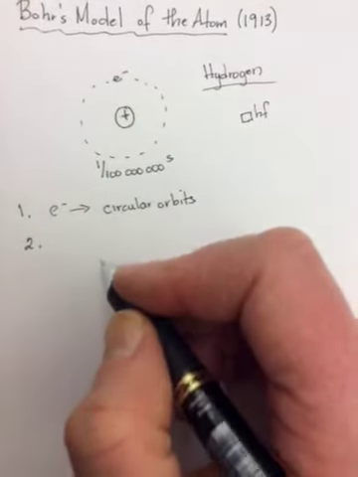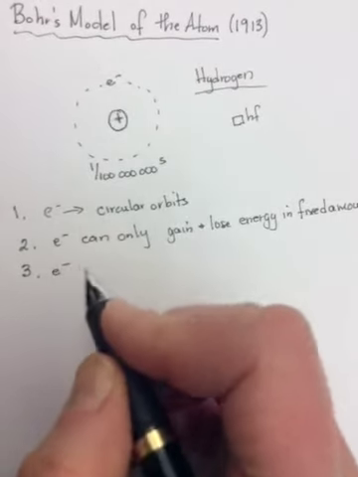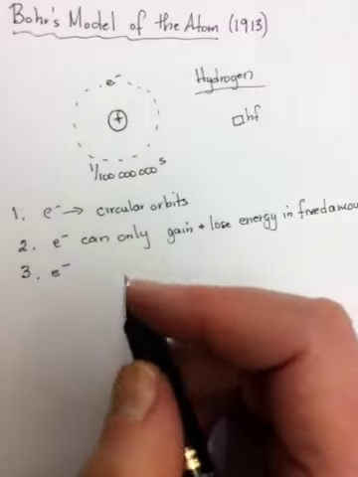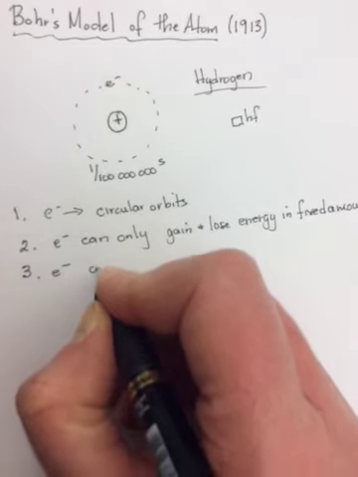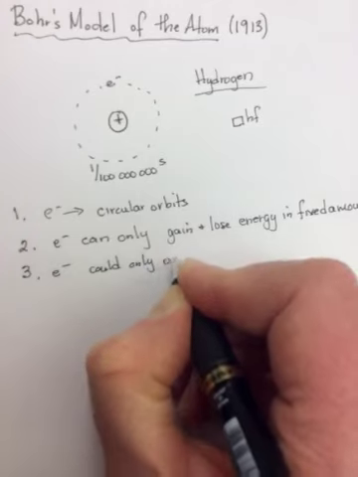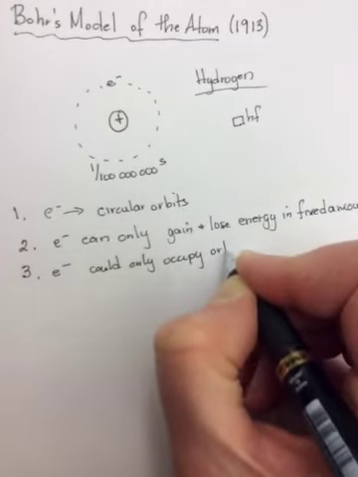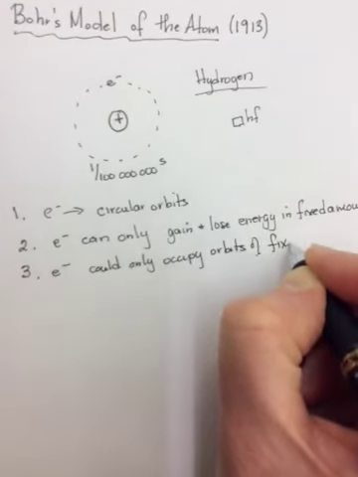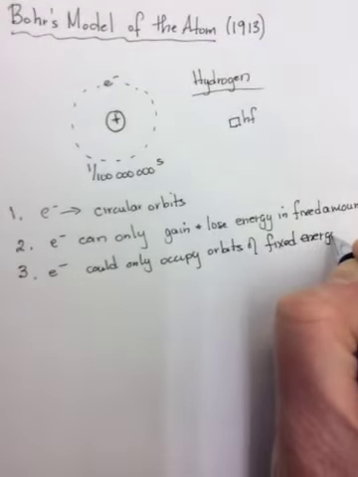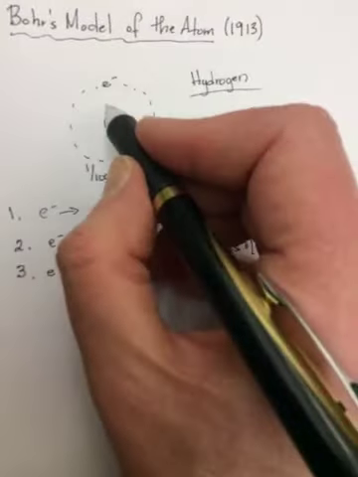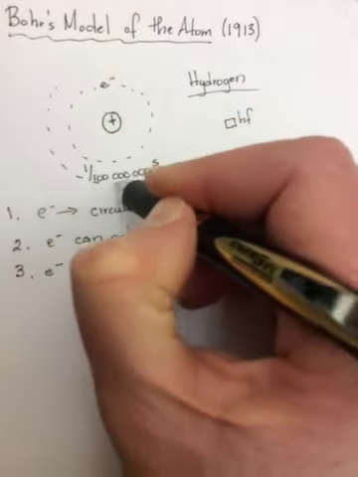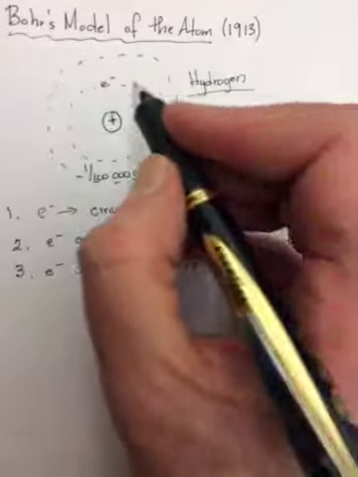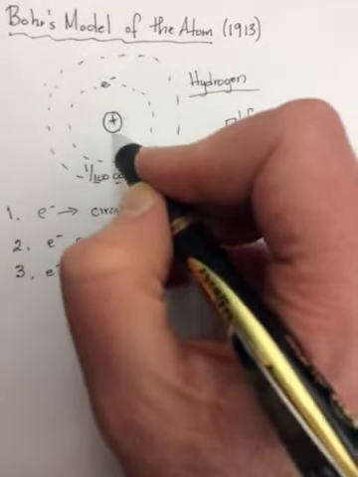His third one is that electrons could only, and of course he was thinking of hydrogen, but it would be for all of them, occupy orbits of fixed energies and no others. And this is a big difference from Rutherford. Rutherford just said they're orbiting around, but Bohr is saying they're orbiting around, but only in orbits of certain radii. So they couldn't just orbit anywhere. They could only be certain distances from the atom.